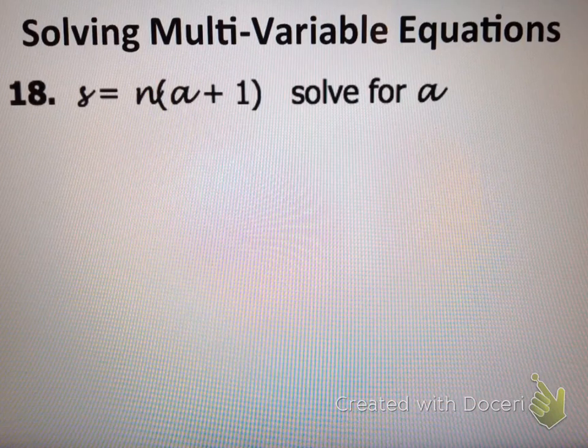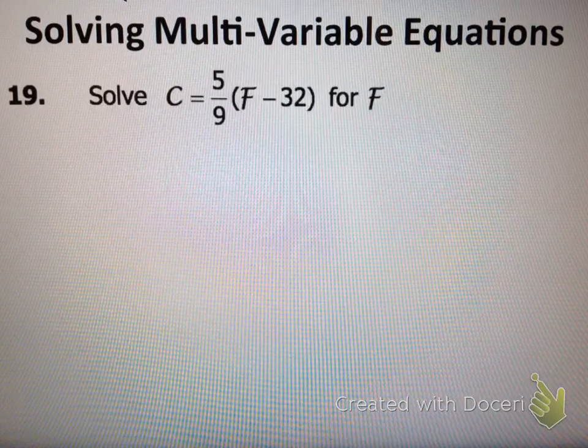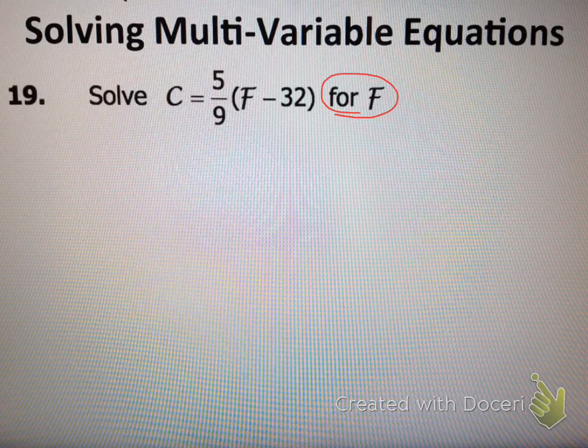Now, the last problem that we're going to go through together is problem number 19. What this says is we are going to solve this problem for f. Now this is the most complicated one on the note sheet, so if you pay close attention, I'm going to show you a really easy way to work through this problem. The two things that I want you to notice are, first, we have 5 over 9 at the beginning of our problem, so we're going to be able to take care of that in one step. The other step is going to be to get f by itself by removing the minus 32.